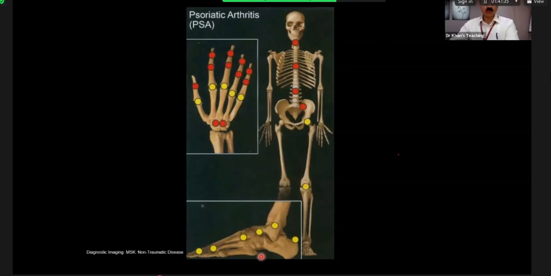One of the take-home points will be the differentiation between involvement of hand versus the feet. Take-home point is that in psoriasis, hand is more commonly involved, and in CRA, feet are more commonly involved. Rest of the pattern in the spine and the SI joints remain the same. So this hand versus feet discriminator is an important thing.